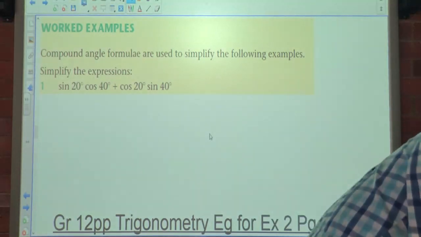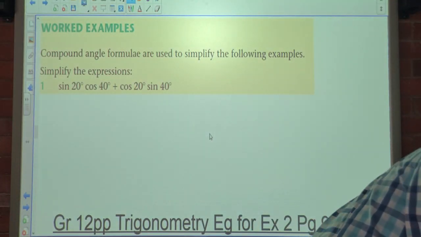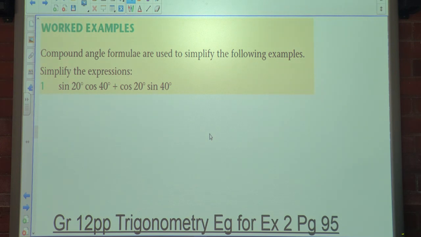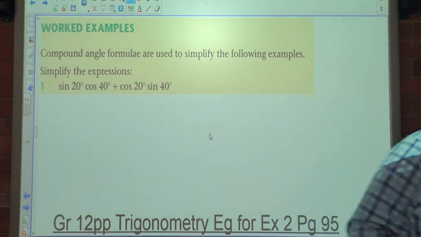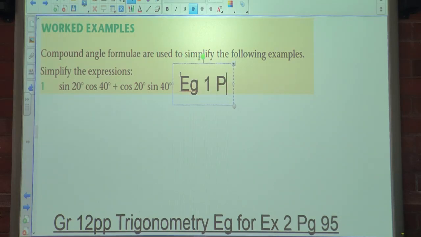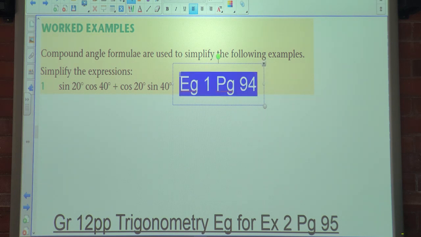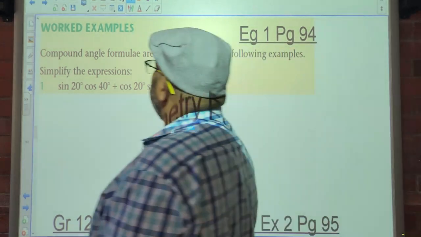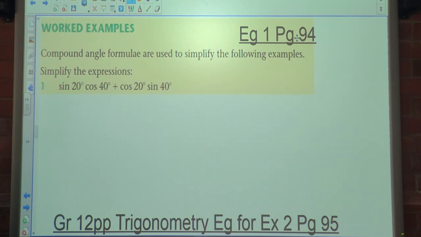Right, people, we are on example what now? Example on page 94. Well, the exercise is on page 95. However, this example 1 is on page 94. Right. Compound angle formulas are used to simplify the following example. Simplify the expression.